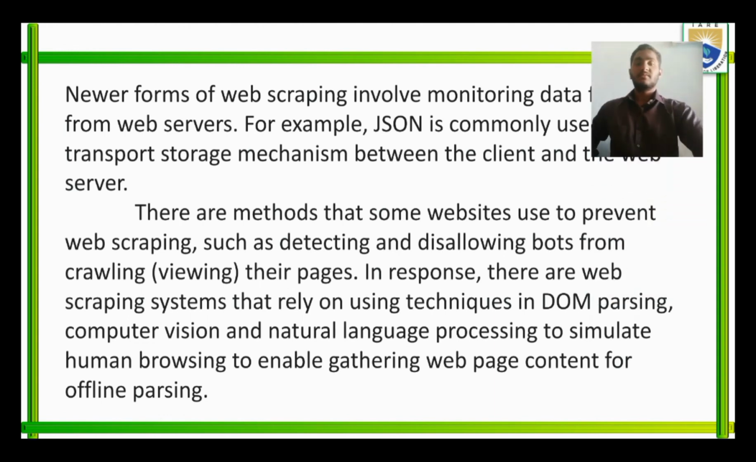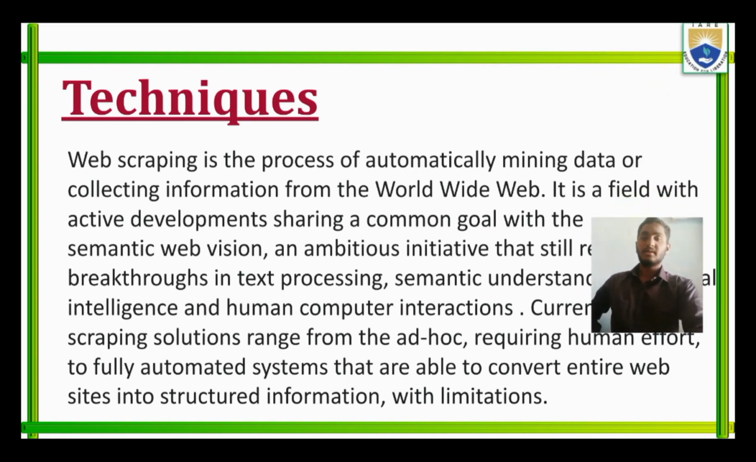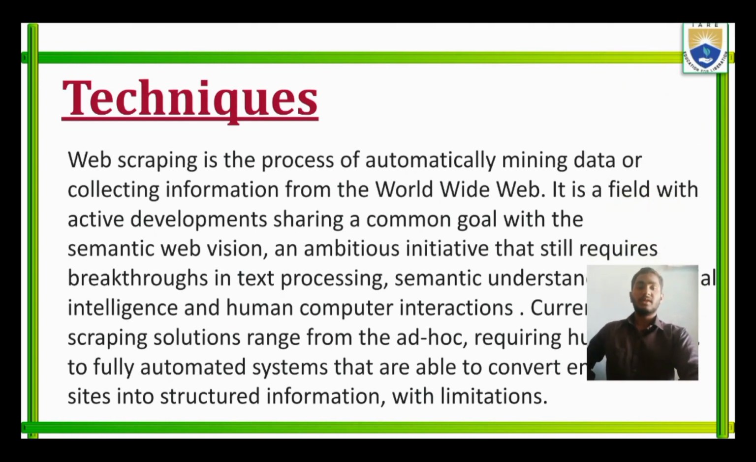There are methods that some websites use to prevent web scraping, such as detecting and disallowing bots from crawling and viewing their pages. In response, there are web scraping systems that rely on techniques in DOM parsing, computer vision, and natural language processing to simulate human browsing, to enable gathering web page content for offline parsing. Web scraping is the process of automatically mining data or collecting information from the World Wide Web.